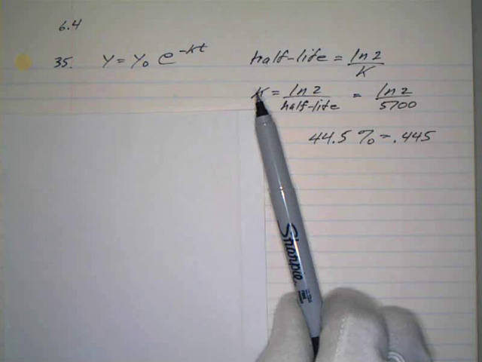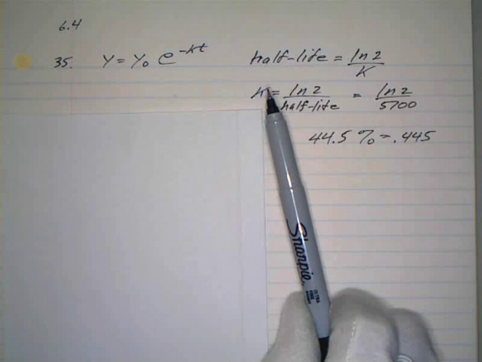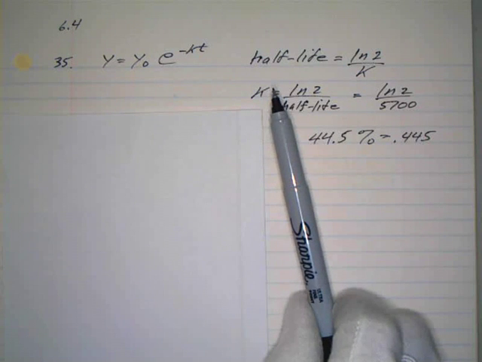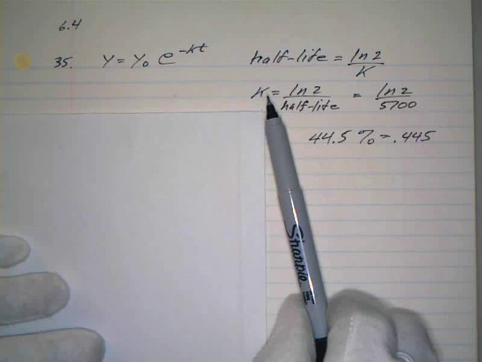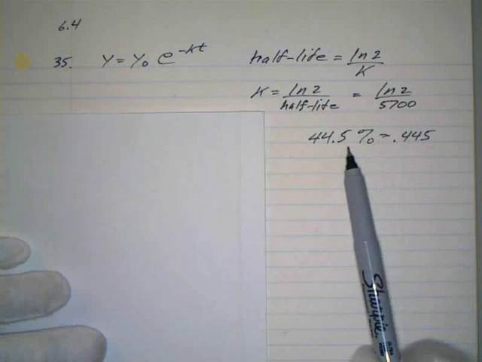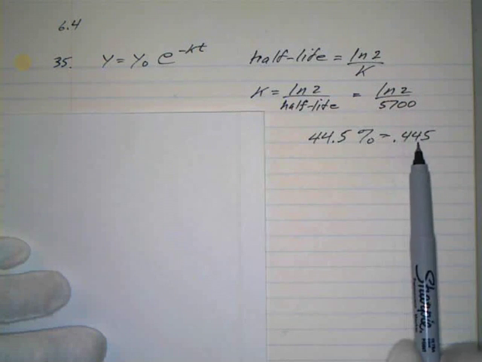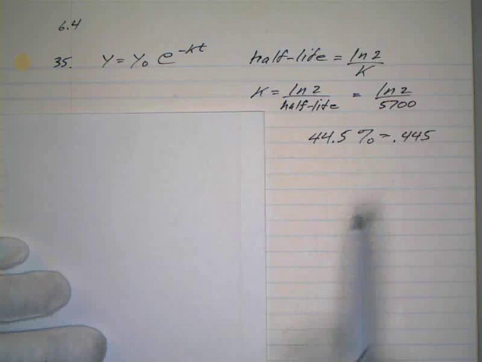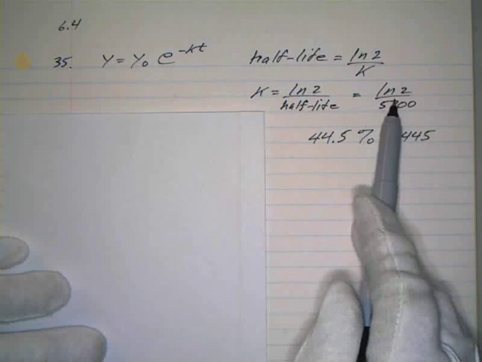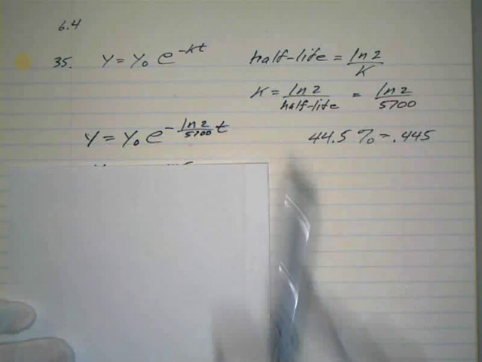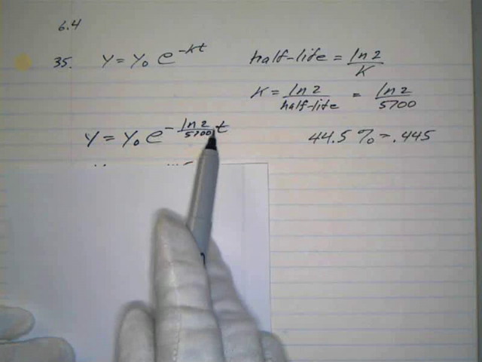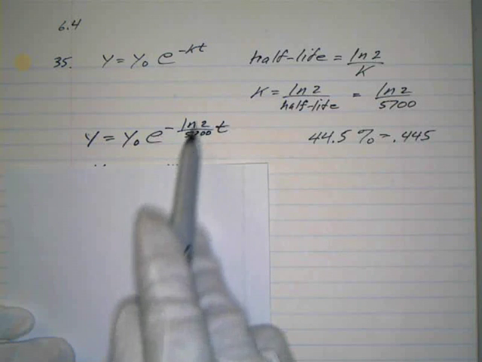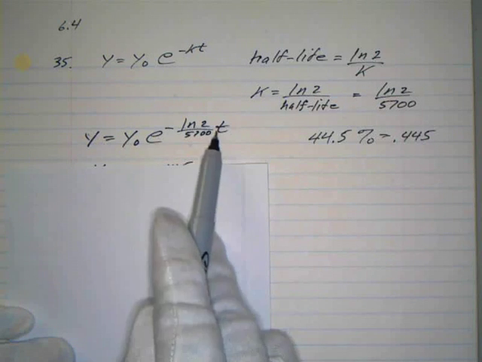All right. Now they say the charcoal from a tree killed in the volcanic eruption contained 44.5% of the carbon found in living matter. So that means some of it had decayed. Only 44.5% was left, which is 0.445. Now if we put our k value into our general form, this is what we've got: y equals y sub 0 e to the negative natural log of 2 over 5,700 times t. There's our k, and that's t.